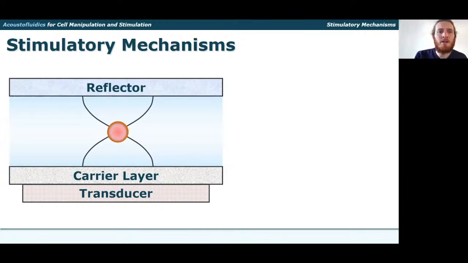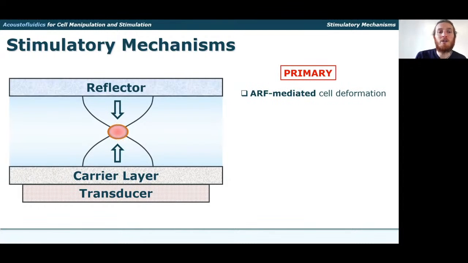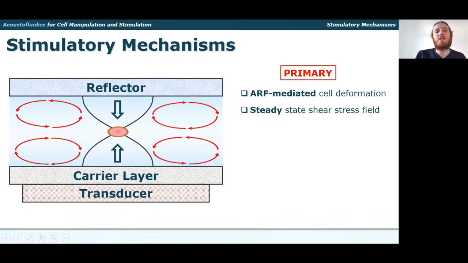In an attempt to classify the different types of stimulatory mechanisms or factors that cells trapped within an ultrasonic standing wave field may be subject to, I've identified two classes of mechanisms. Primary mechanisms include the acoustic radiation force mediated deformation of a cell at the nodal plane of a standing wave field, in this case an ARF wave field, the steady state shear stress generated by the surrounding streaming patterns, and also potentially some oscillatory shear stress fields which could be generated by time modulation of the ultrasound field.